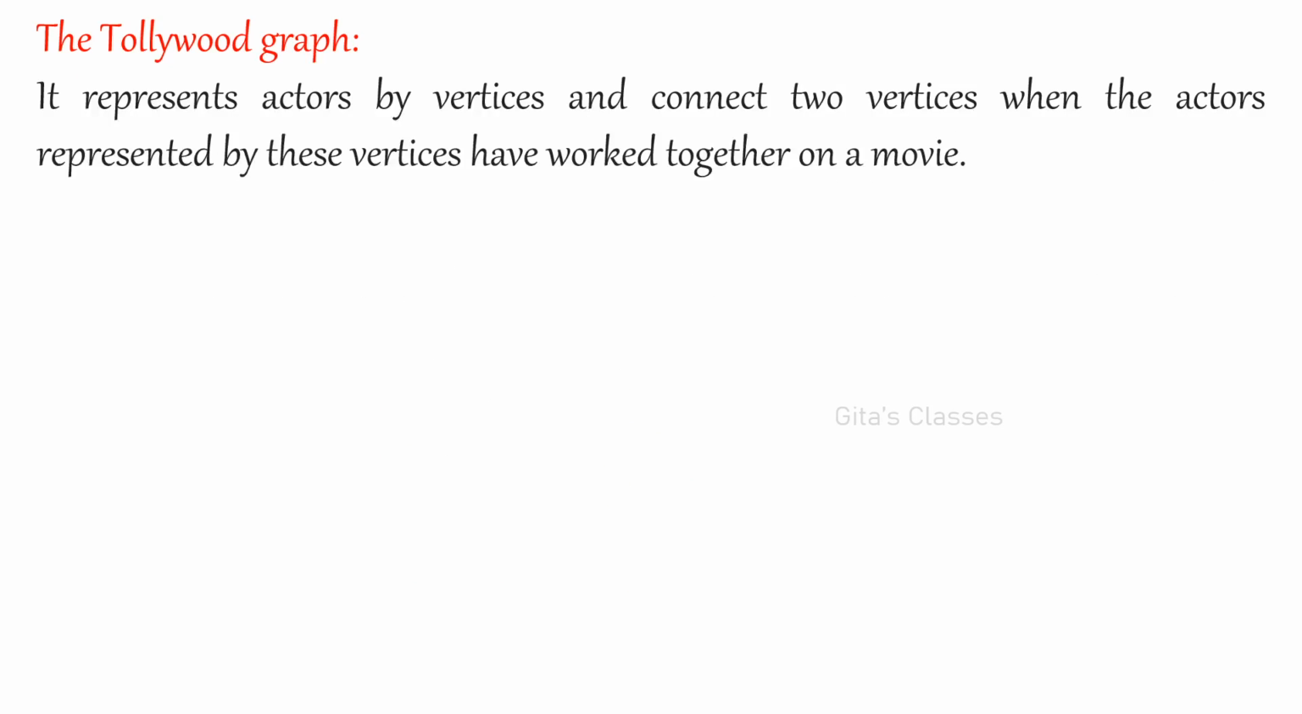Next, another example, the Tollywood graph. It represents the actors by vertices and connects two vertices when the actors represented by these vertices have worked together on a movie. So is this a directed graph or a non-directed graph? It is an undirected graph, right? If two actors acted together, then they will have an edge. Undirected simple graph. Simple means no loops and no multiple edges. That is a simple graph.